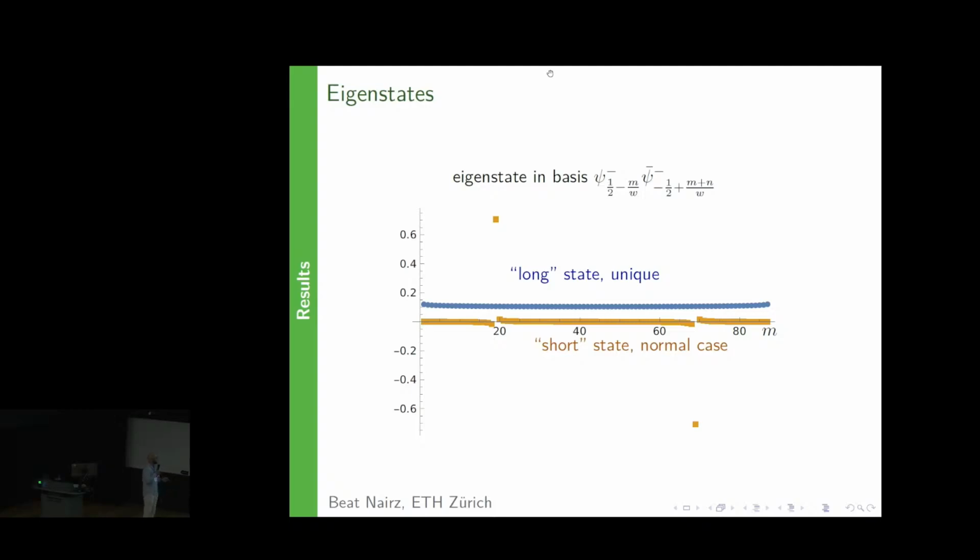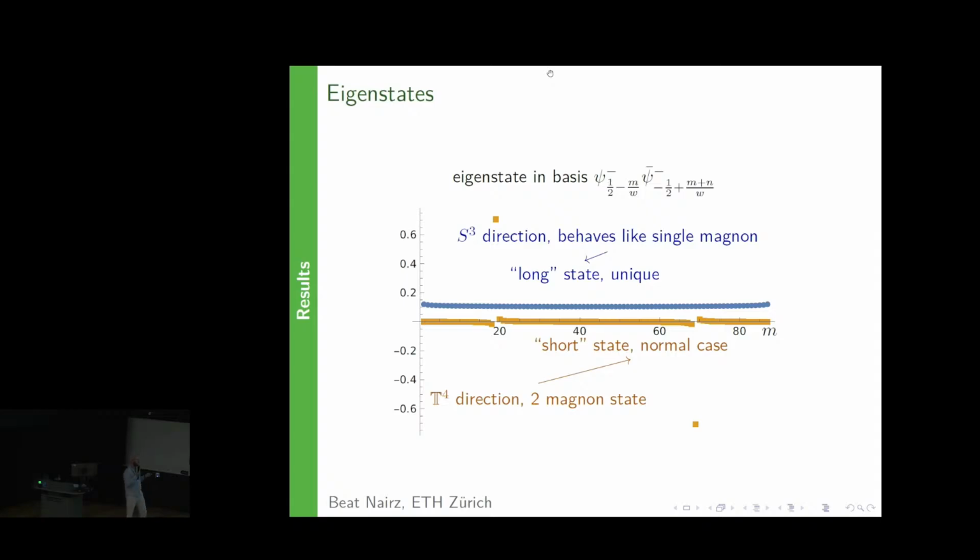And almost all of them look like the orange ones, so we call them short. They have coefficients which are peaked at select values of the mode numbers. Then there's exactly one state which combines almost all of the mode numbers together, which is shown here in blue. And when you look at the anomalous dimension of these states, they actually behave exactly like you would expect the BMN magnon in the S3 direction to do.